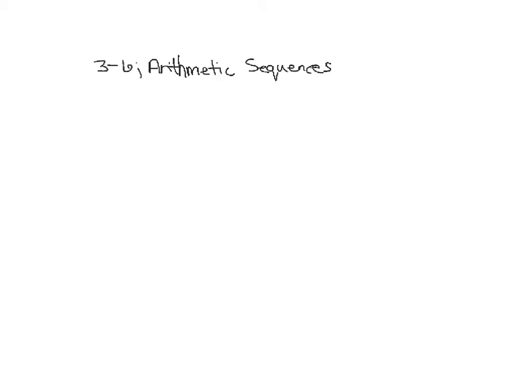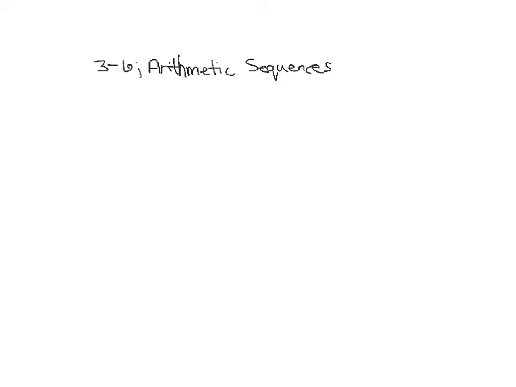So if you can add or subtract the same number every time to get to the next number in the sequence, it's an arithmetic sequence. D is the common difference. So the common difference would be like every single time we add 4, or every single time we subtract 2.